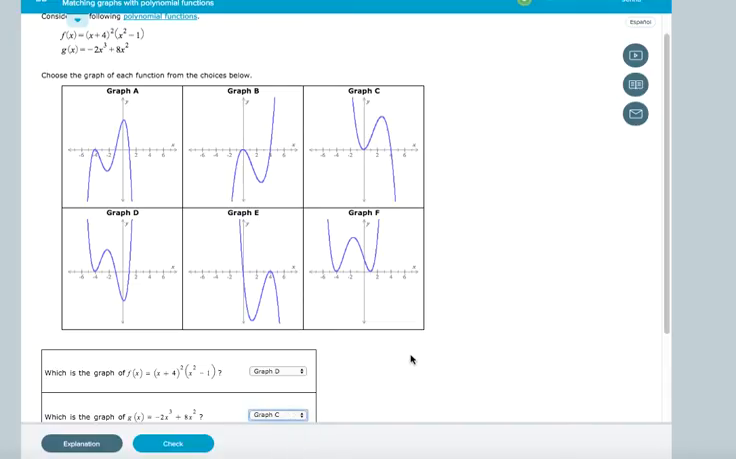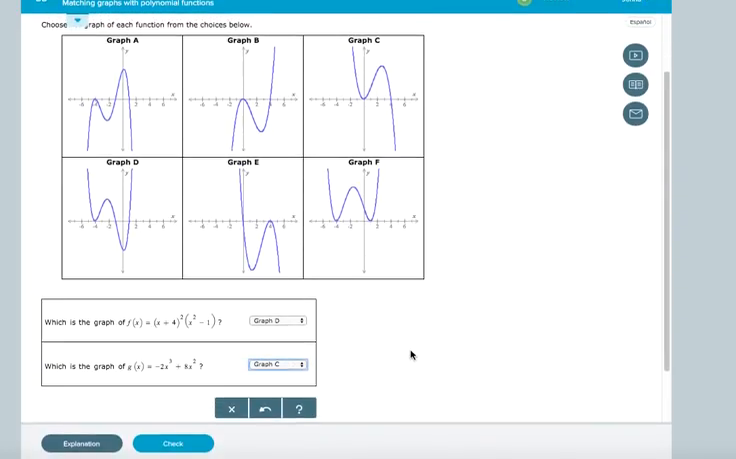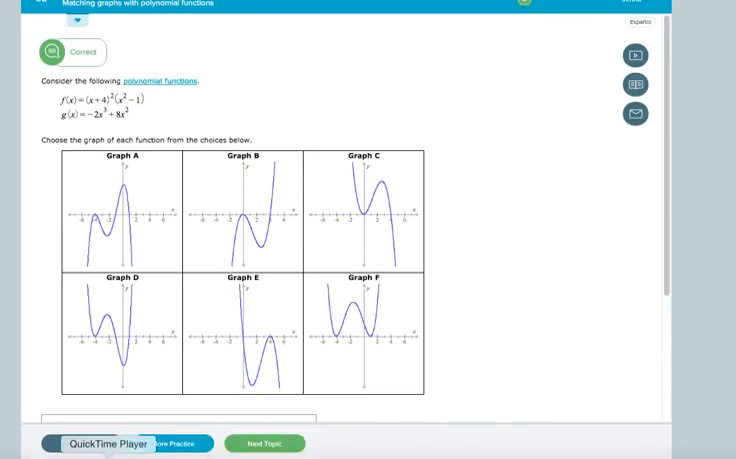So that was actually a little tougher than the last one, even though I think it was the same problem. Okay, so let's go ahead and check. And we got them right. Very good. Okay, so that's how you match graphs with polynomial functions.